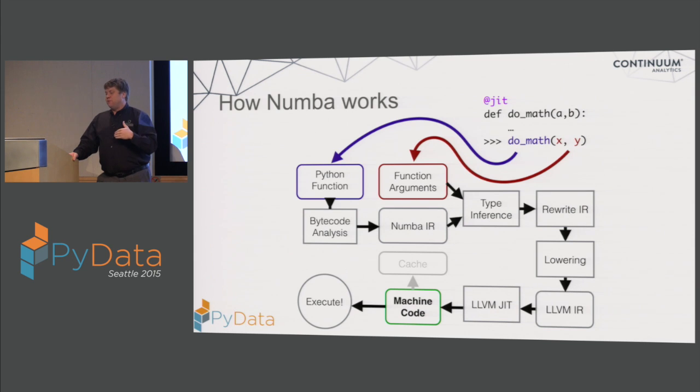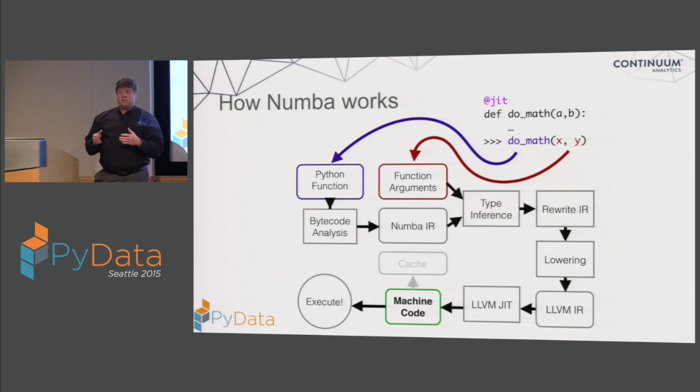And then it uses type inference. The Numba IR has some unannotated information saying, hey, I don't know what the types of these things are. The type inference takes the types of the inputs and all the functions you're calling, and tries to determine the types of all the intermediate variables inside the function as well as the output return types.